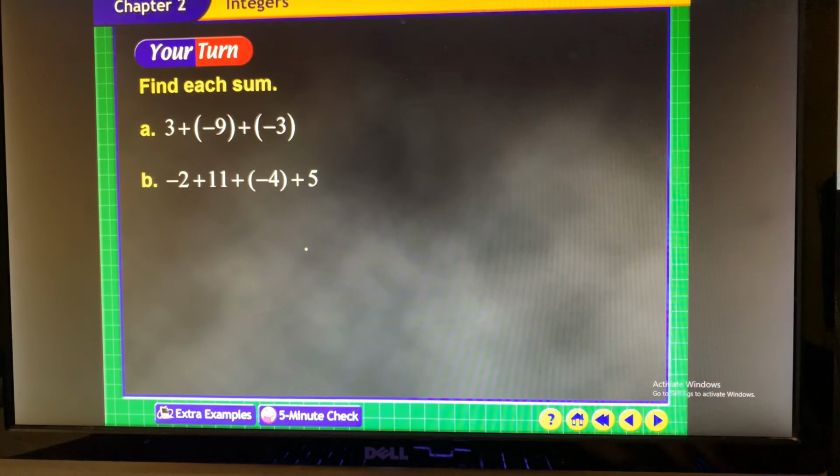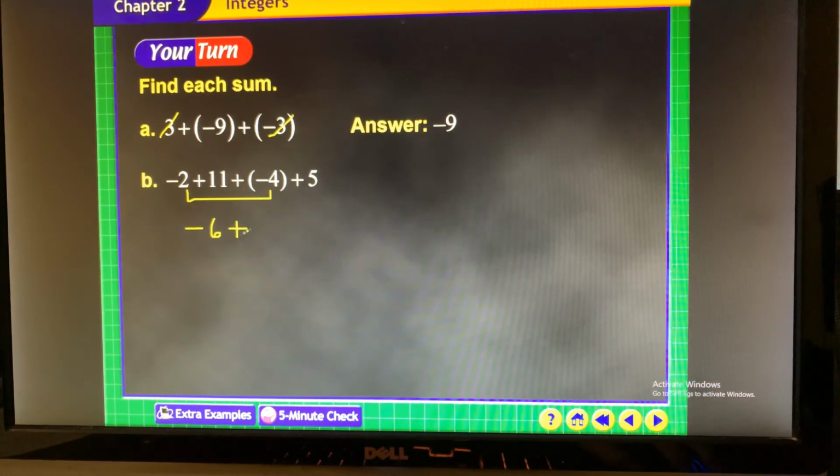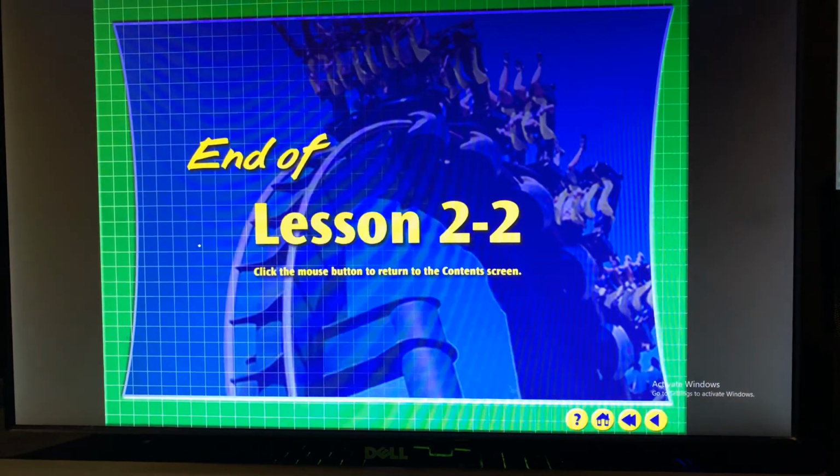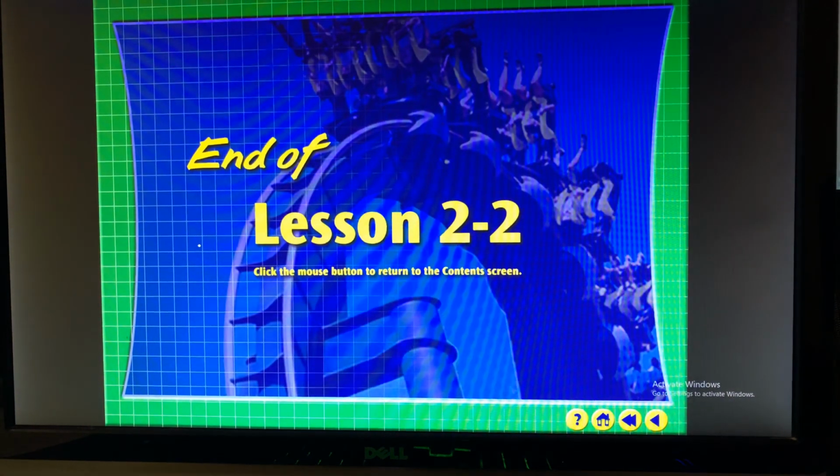Try this one. So pause it and try them. Same process here. I look at this and I see zeros, negative 9. I look at this one and I could decide to put these two together. Get negative 6 plus positive 16 is equal to positive 10 because I have more positives. Done. Chapter 2.2. Good luck.